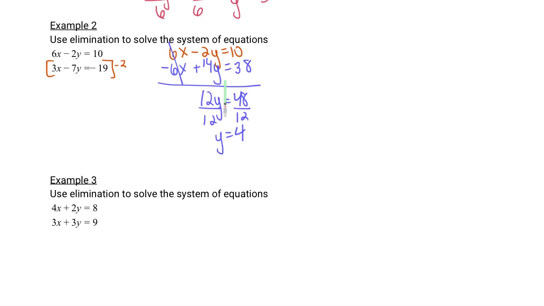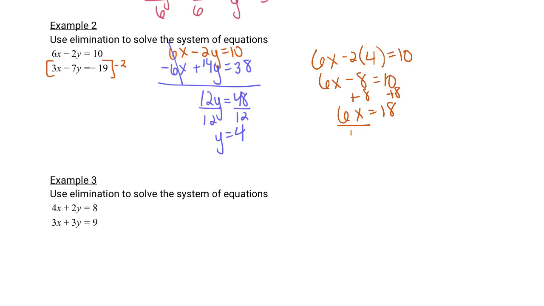I'm going to choose the very first one as usual. 6x minus 2, instead of y we write 4, equals 10. I'm going to multiply: 6x minus 8 is 10. Want to get x alone, so we add 8. 6x is 18. Divide both sides by 6. And x is 3. So that's my answer, 3, 4.